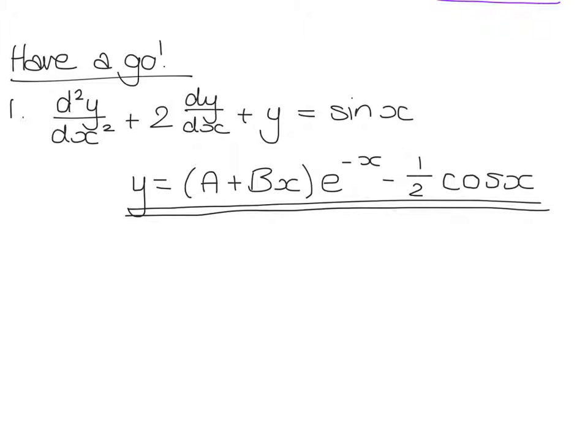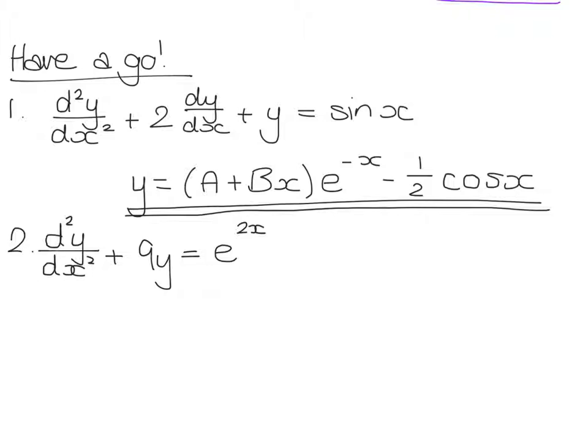Here the general solution was y equals a plus bx all times by e to the power of minus x minus 1/2 times cos x. This is because there was a repeated root and q of x was sine x, and therefore we tried a particular integral that was a combination of sines and cosines. Question 2. We want to try and solve d2y by dx squared plus 9y equal to e to the power of 2x. 5, 4, 3, 2, 1.